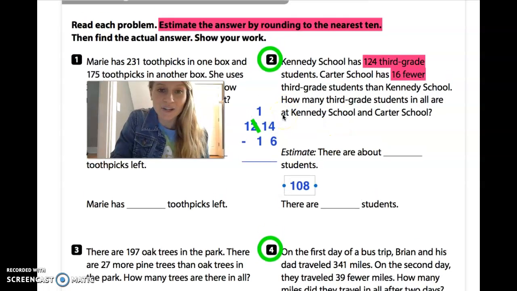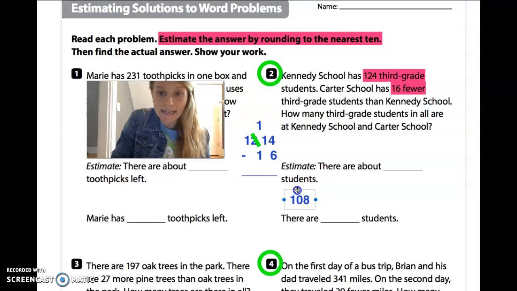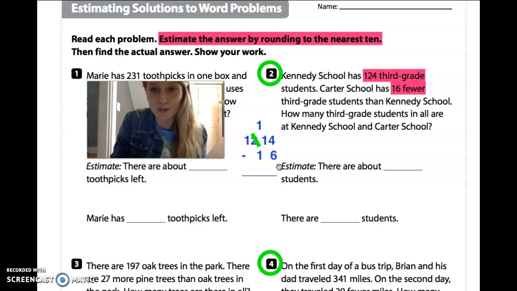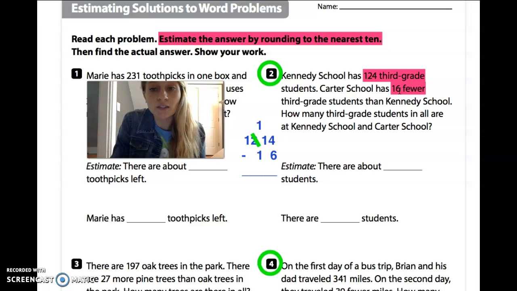All right, everybody, so on this page, it gets a little bit multi-step here because we're going to be estimating. So what I've done is I have tried to get stuff set up for you on the screen, but I also have my notebook here because it's a lot easier to work it in my notebook sometimes than it is on the computer screen. But let's look at this first problem together. Kennedy School has 124 third grade students. Carter School has 16 fewer third grade students than Kennedy School. So how many third grade students in all are at Kennedy and Carter?